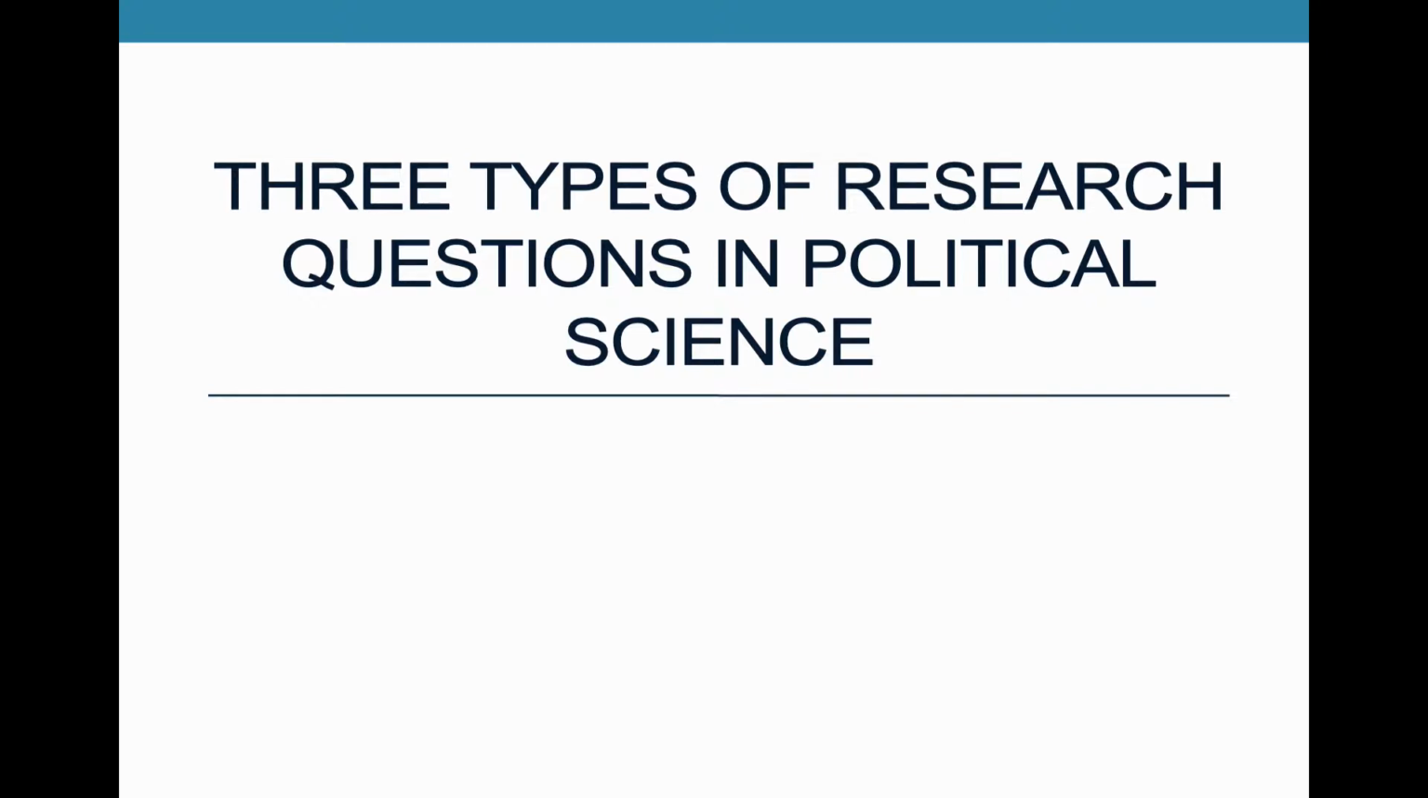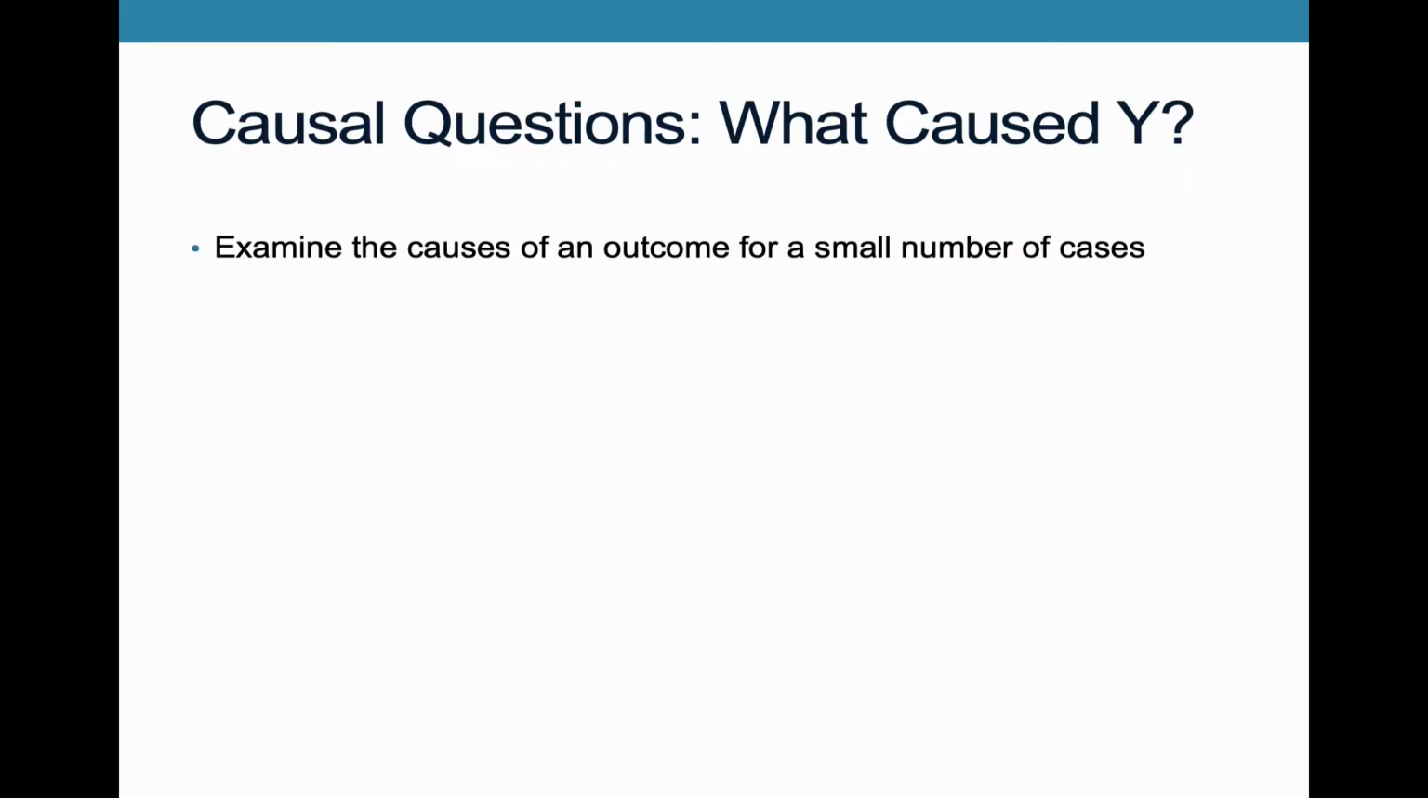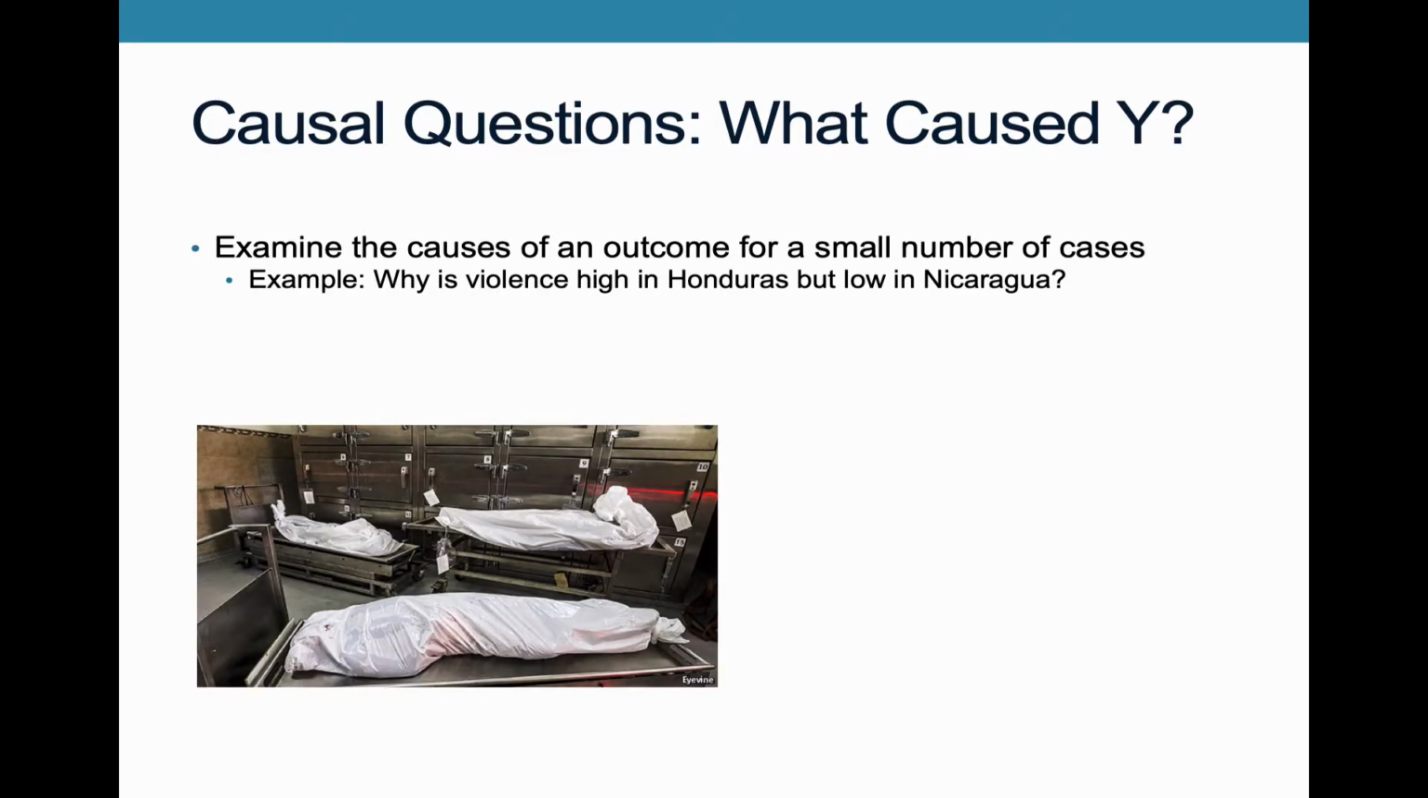In this video lecture, we're going to go through 3 different types of research questions that we analyze in the field of political science. So the first kind of question we're looking at is a causal question. And this kind of causal question asks, what caused an outcome? So this question will look at what are the causes for some sort of outcome, focusing on a small number of cases. So let's take an example here.